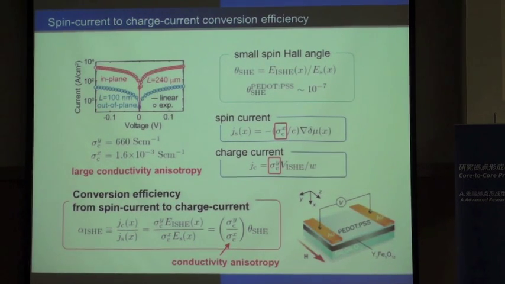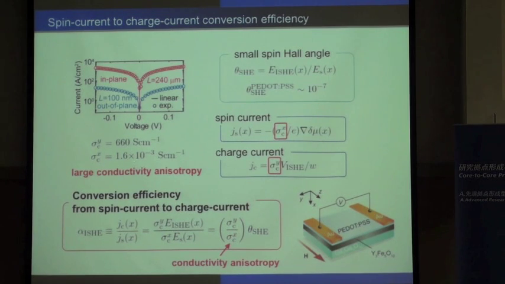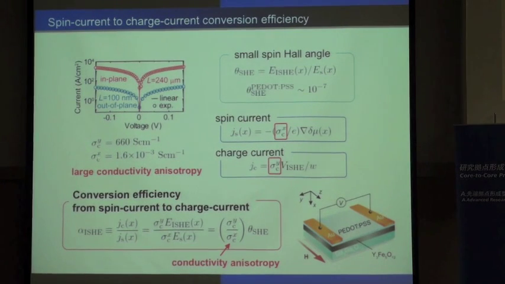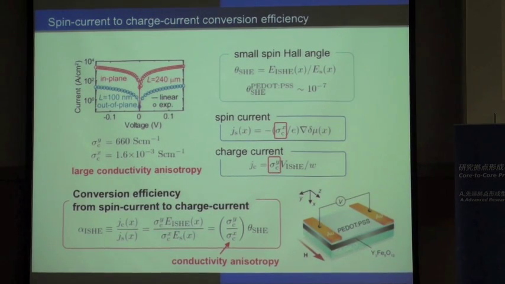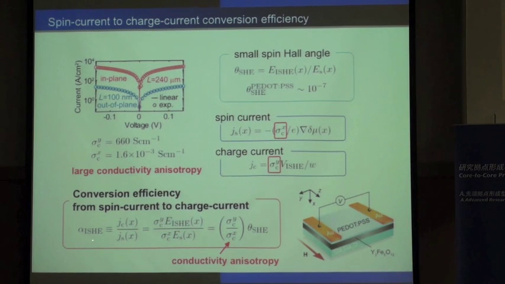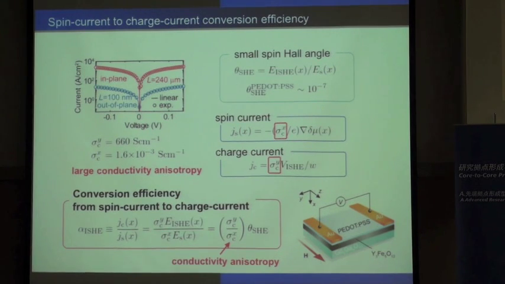Because of the structural anisotropy, this material shows a large conductivity anisotropy. This is the in-plane conductivity, and this is out-of-plane electrical conductivity. In this measurement, a spin current flows along the low mobility direction, whereas a charge current flows along the high mobility direction. By taking into account this conductivity anisotropy, we can define the conversion efficiency from a spin current to a charge current as this equation. So the conversion efficiency is enhanced by the factor of the conductivity anisotropy from the spin Hall angle.